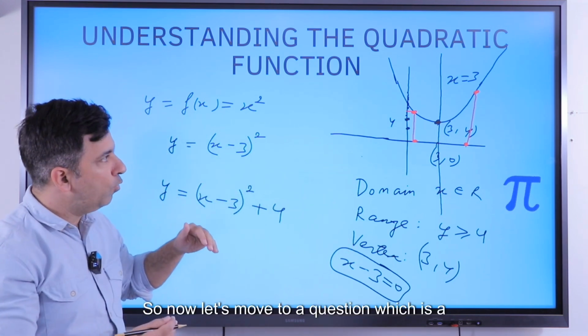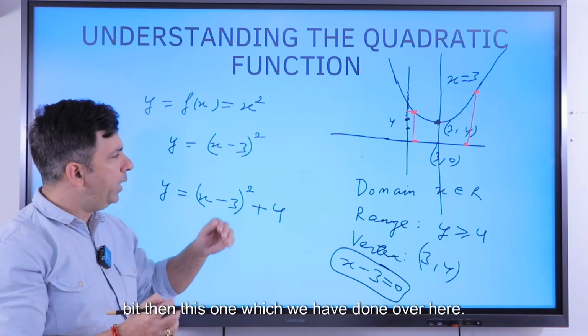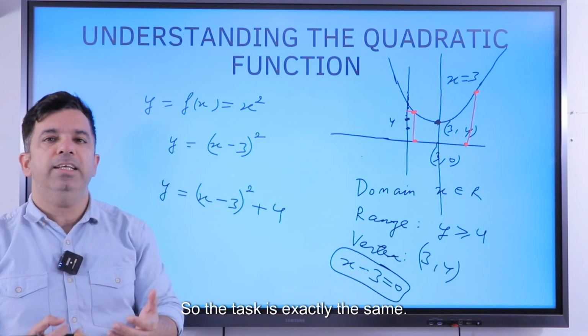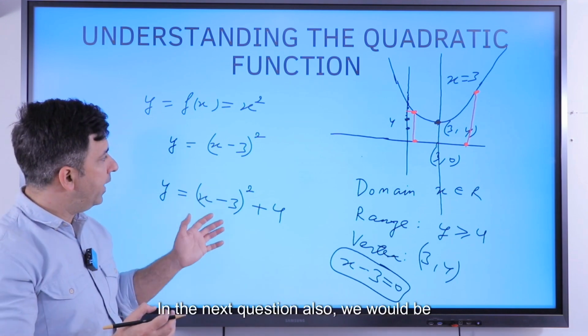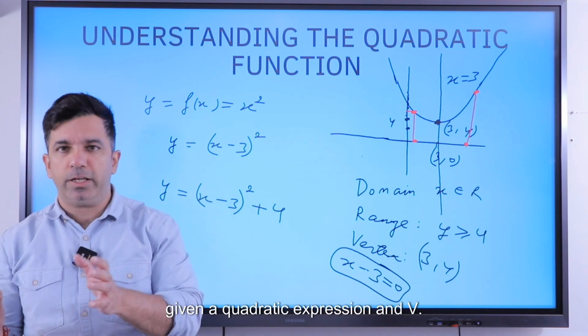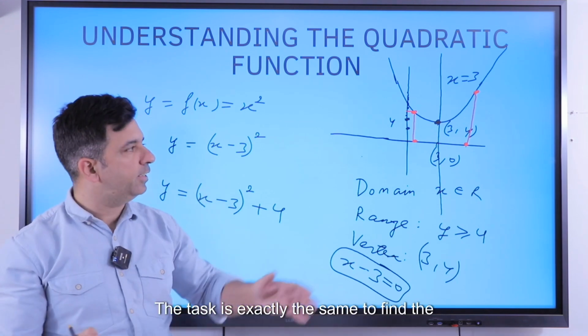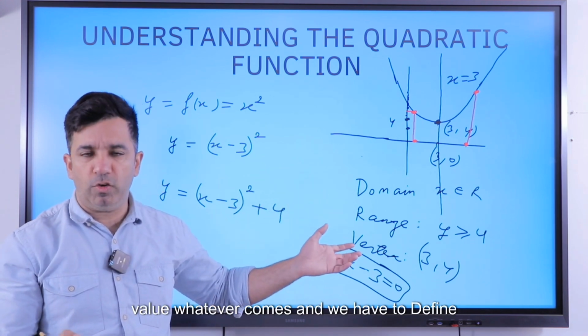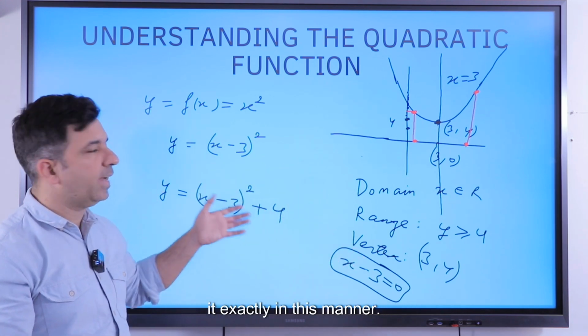Now let's move to a question which is a bit better than this one. The task is exactly the same. In the next question also, we would be given a quadratic expression, and the task is exactly the same: to find the vertex, domain, range, minimum value, maximum value, whatever comes. And we have to define it exactly in this manner.